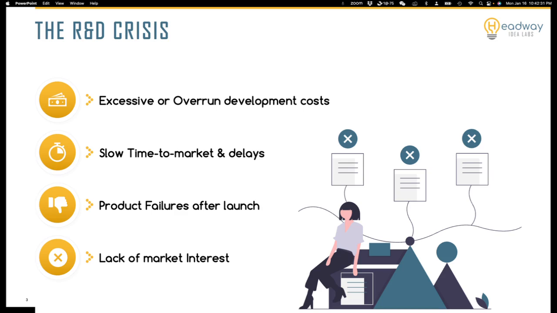You launch a product and it fails because it didn't do what you expected it to do, or it didn't do what your customer expected it to do. And then the fourth one, which I've seen quite often, is lack of market interest. And this happened to the companies I worked for. I worked for 2 large companies. They were multi-million dollar companies that were in the hardware and software space.